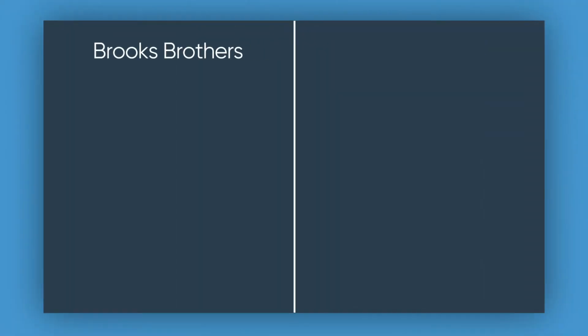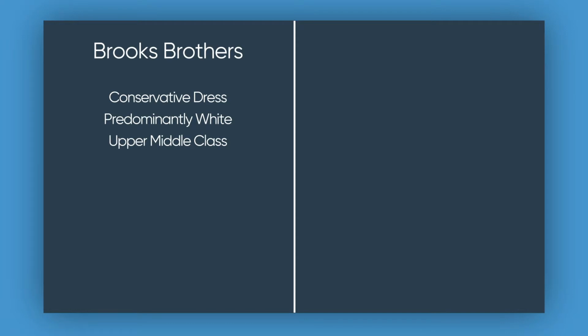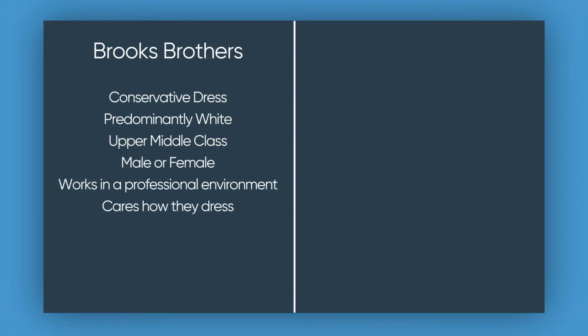Think of a clothing retailer. If I ask you who the target audience is for Brooks Brothers, you probably conjure up images of somebody that dresses fairly conservatively. They're going to be predominantly white and upper middle class, and they could be male or female since Brooks Brothers caters to both. They are definitely someone that works in a professional environment, and they care how they dress. They're probably 30 to 45 years in age range and have incomes in excess of $100,000.